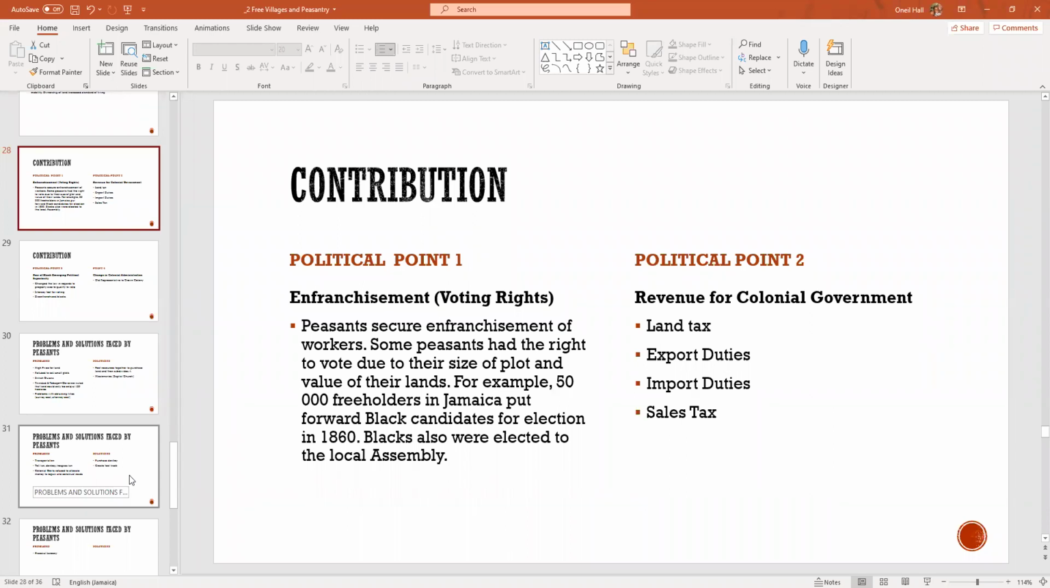Revenue. Another one is that the government is going to get a lot of revenue. People own land, you have to pay land tax. You're sending goods abroad, you have to pay export tax, duties. You're bringing goods into the country, you have to pay import duties. You're selling your yam, your banana, all of these different things, you have to pay sales tax. So the colonial government is going to make money from this.